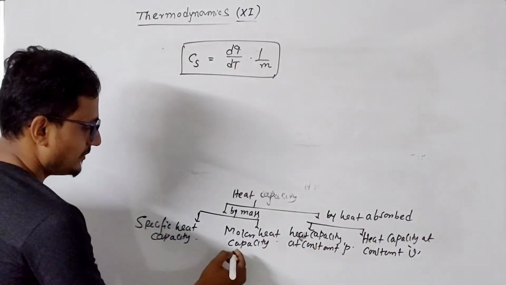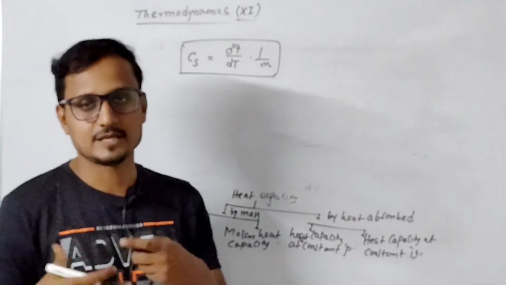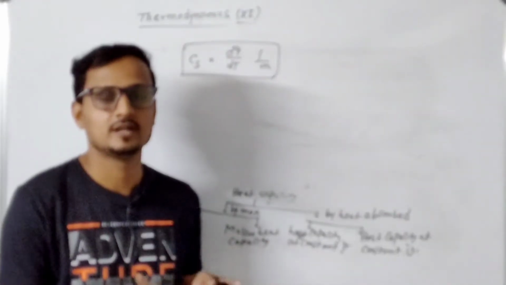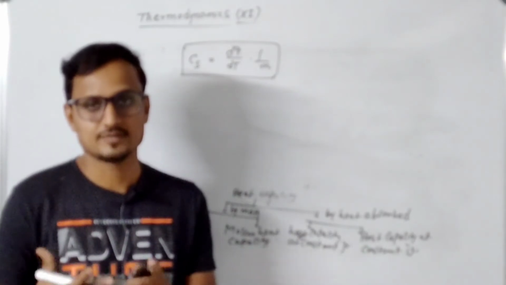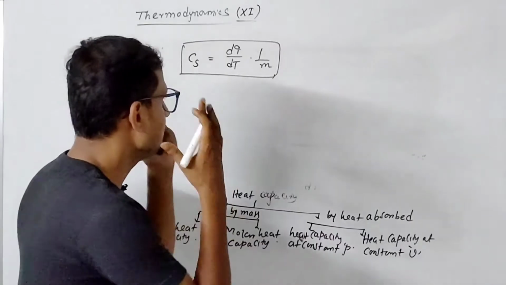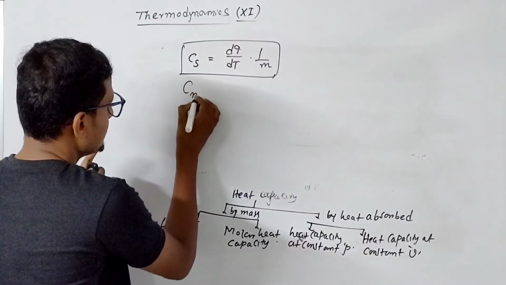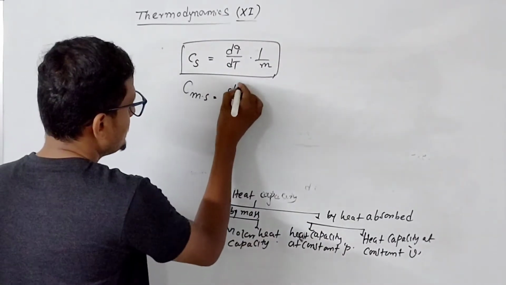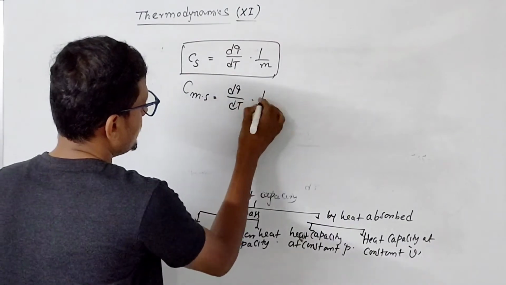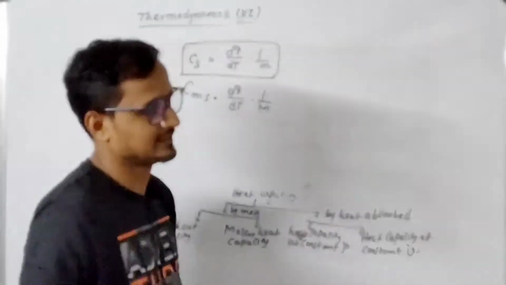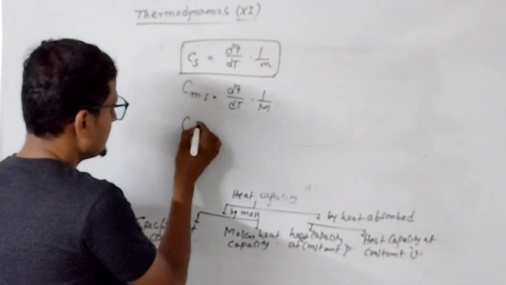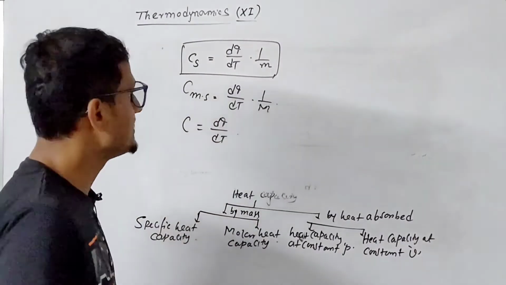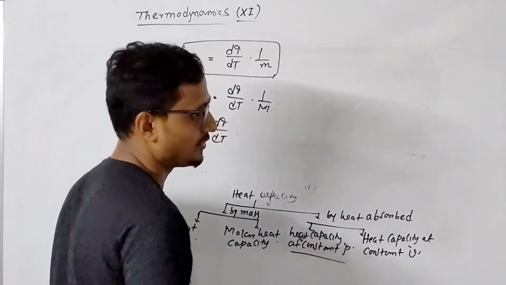Now if the amount of substance is 1 mole, that means we are going to calculate the heat capacity of a substance which is 1 mole, then it will be the molar heat capacity. Cm will be dq by dt into 1 by capital M, we can say like this. Now normal heat capacity is dq by dt. Okay, now we'll discuss the heat capacity at constant pressure.